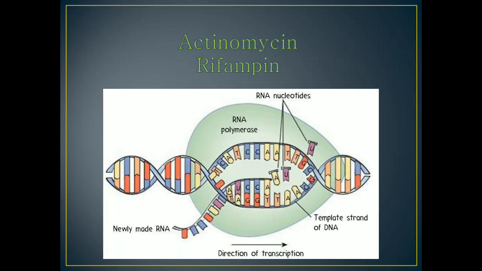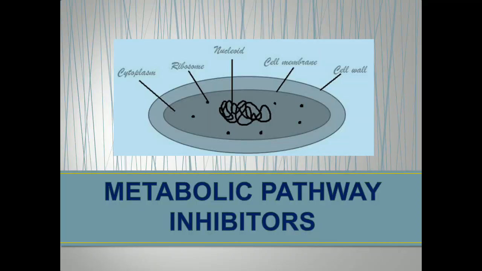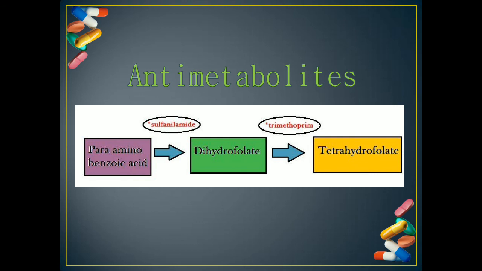Now coming to the last mode of action, the metabolic pathway inhibitors, which are also termed anti-metabolites. These are antibiotics which block the functioning of metabolic pathways. They act on a particular enzyme and block that enzyme. So whatever product that enzyme is supposed to form is not getting formed, and automatically the entire pathway is blocked. Those antibiotics are called anti-metabolites or metabolic pathway inhibitors.